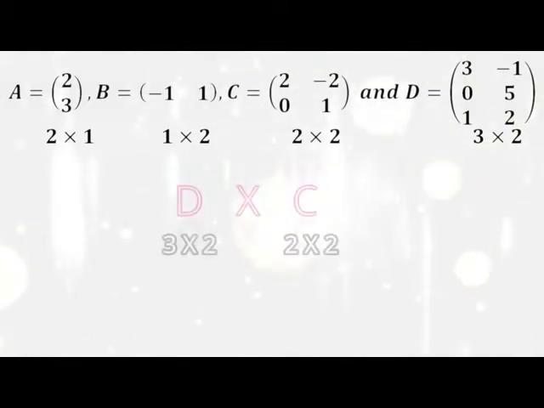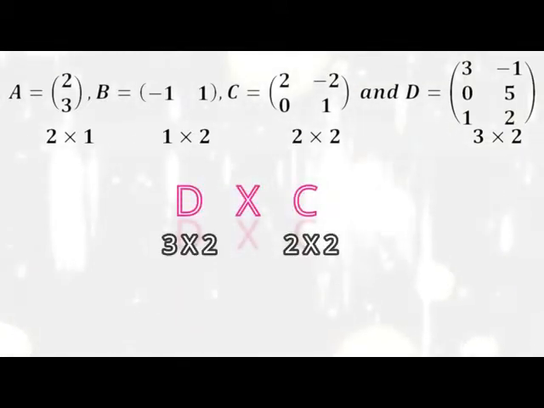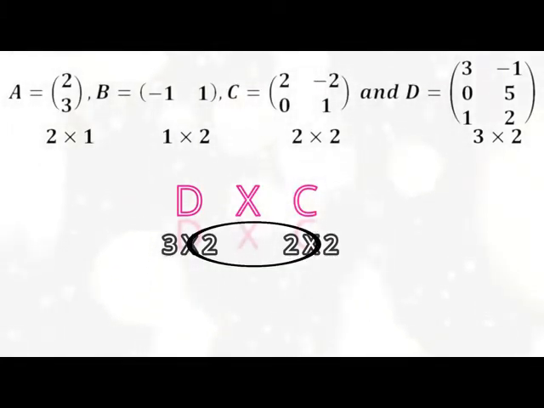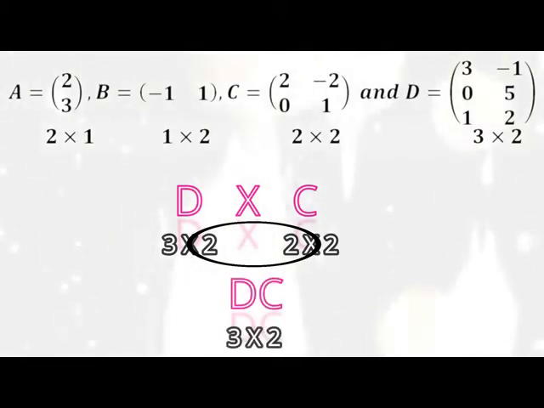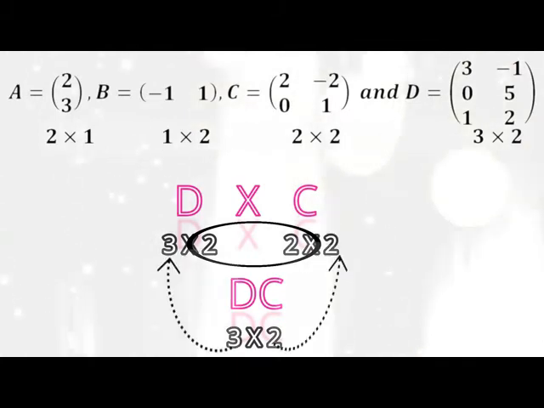How about we flip it the other way around? D times C. D is 3 by 2 and C is 2 by 2. We're talking about the dimensions. Since the number of columns in D equals the number of rows in C, D times C is possible to multiply, and the dimension of the product DC is 3 by 2.